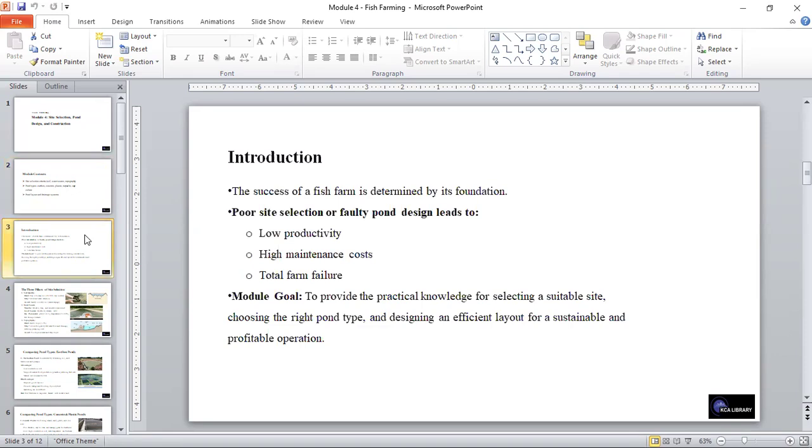The success of a fish farming business or fish farm is determined by the foundation. Poor site selection or faulty pond design leads to low productivity, high maintenance cost, and total farm failure. So the goal of the module is to provide practical knowledge for selecting a suitable site, choosing the right pond type, and designing an efficient layout for a sustainable and profitable operation.